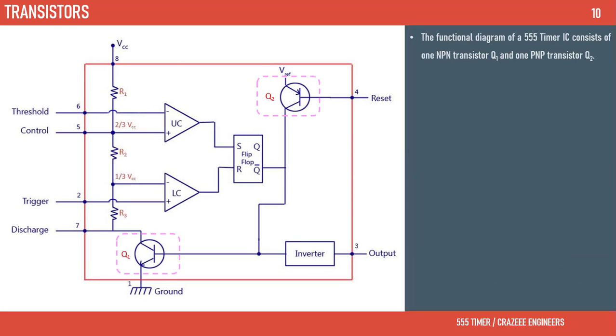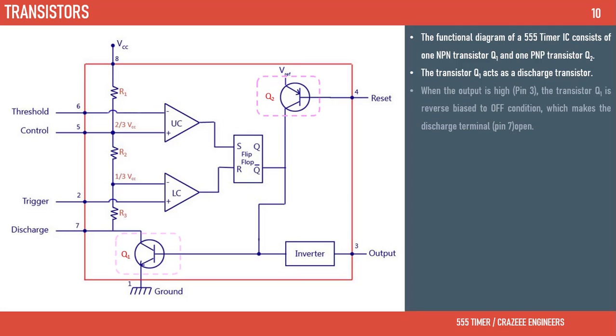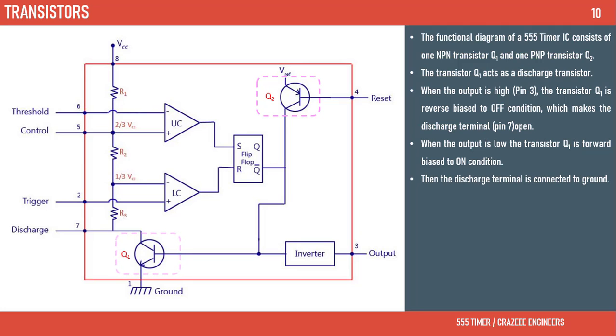Transistors. The functional diagram of a 555 timer IC consists of one NPN transistor Q1 and one PNP transistor Q2. The transistor Q1 acts as a discharge transistor. When the output is high, the transistor Q1 is reverse biased to off condition, which makes the discharge terminal, pin 7, open. When the output is low, the transistor Q1 is forward biased to on condition. Then the discharge terminal, pin 7, is connected to ground.